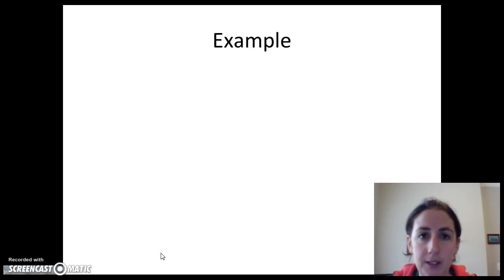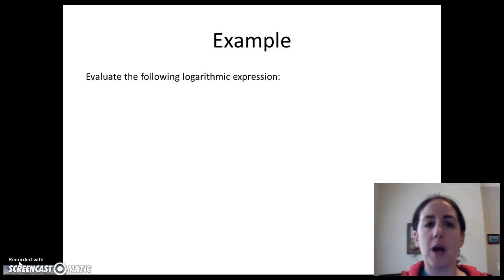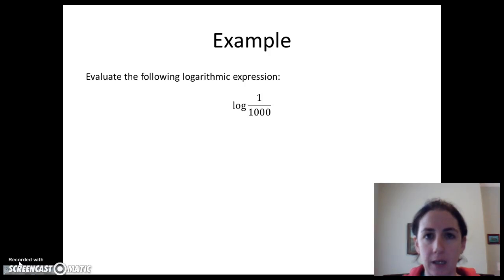Okay, let's do a couple examples using those elementary properties. So we'll use the elementary properties to evaluate some logarithmic expressions. For example, if we have log of 1 over 1,000, so we want to find what this is equal to, and we're going to do this without a calculator.